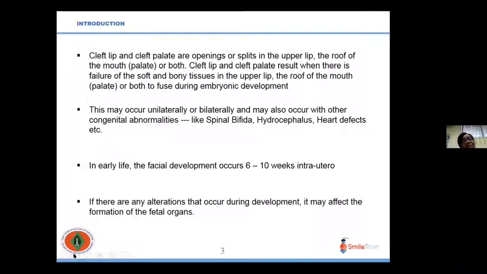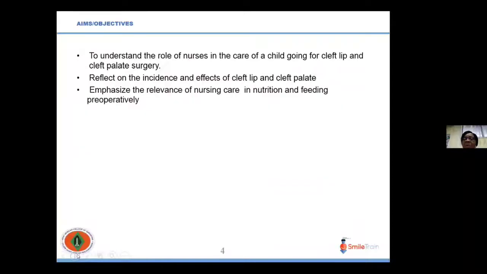I start by saying that cleft lip and palate is a something is blocking my screen. Dr. Obi, can you take care of that area? Good, excellent. So I'm saying that where is my cursor? Right, I go back again.